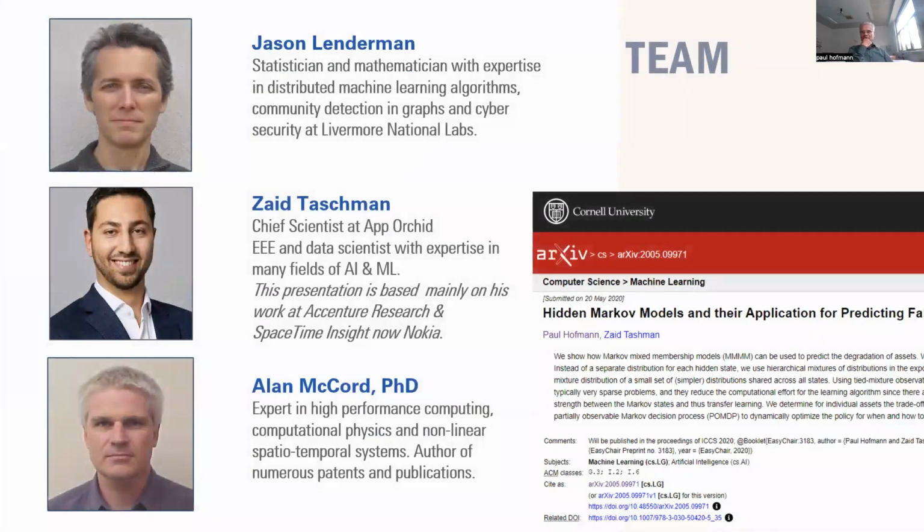That was the team. Jason Landerman, a very gifted mathematician that I got from the Livermore National Labs. He was at Accenture, then he's now chief scientist of most of our team after the acquisition, or even a little bit before, moved to a company that's called AppOrchid. Said was actually an electrical engineer, and he became a very gifted data scientist. And then Alan McCord, my brother in crime, he was my chief scientist. We are post physicists. That's what it is.